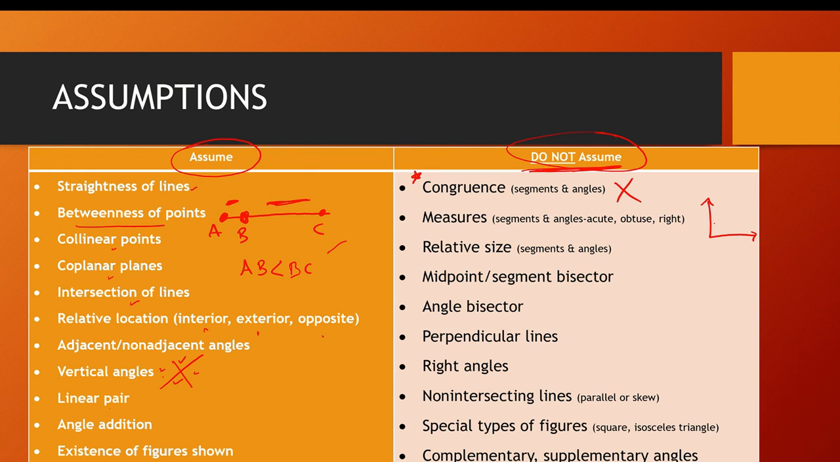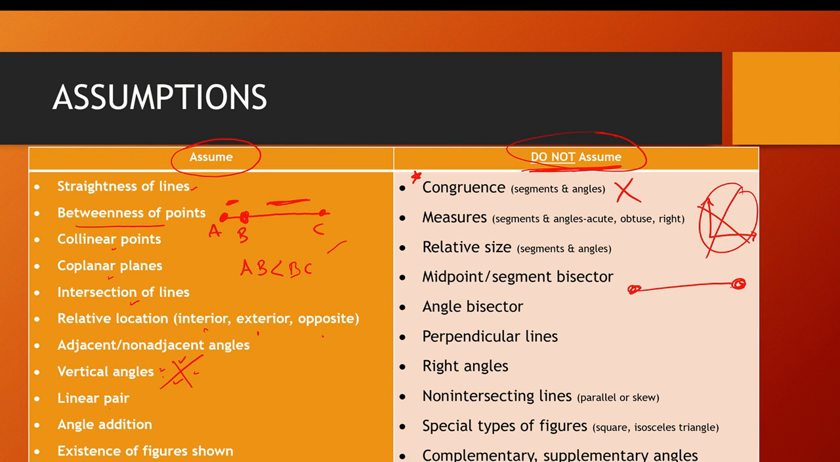We cannot assume that unless I specifically put the little right angle mark. Other than that, we cannot assume that that's a right angle, obtuse, etc. Same for any angle measurements.